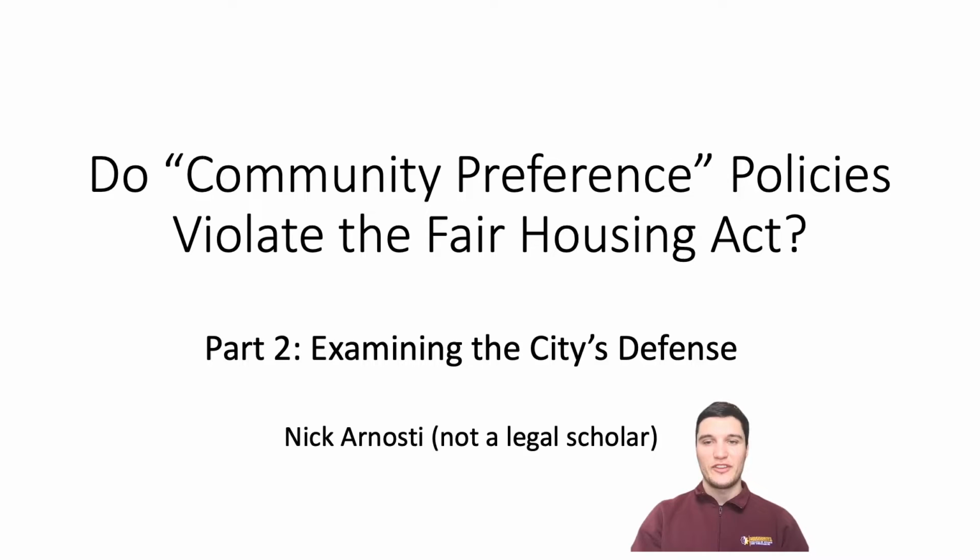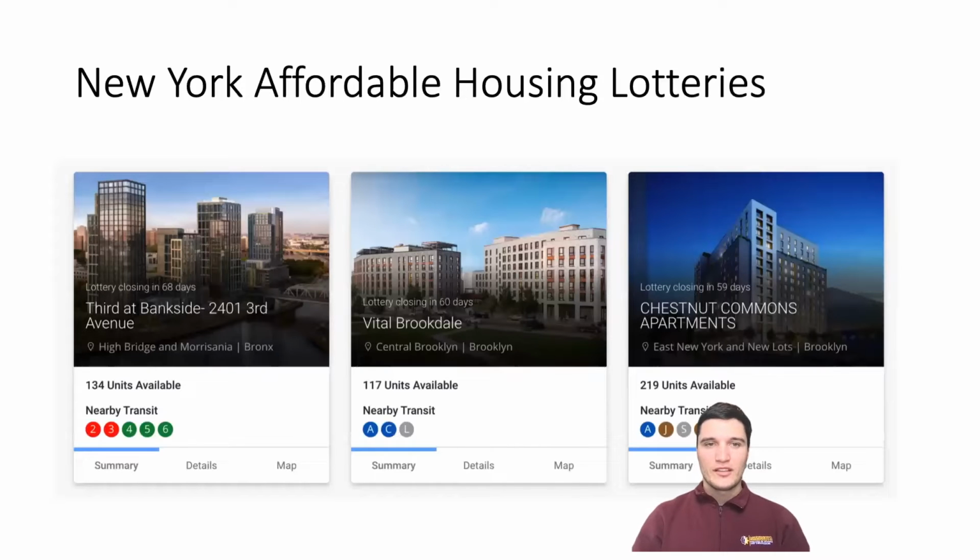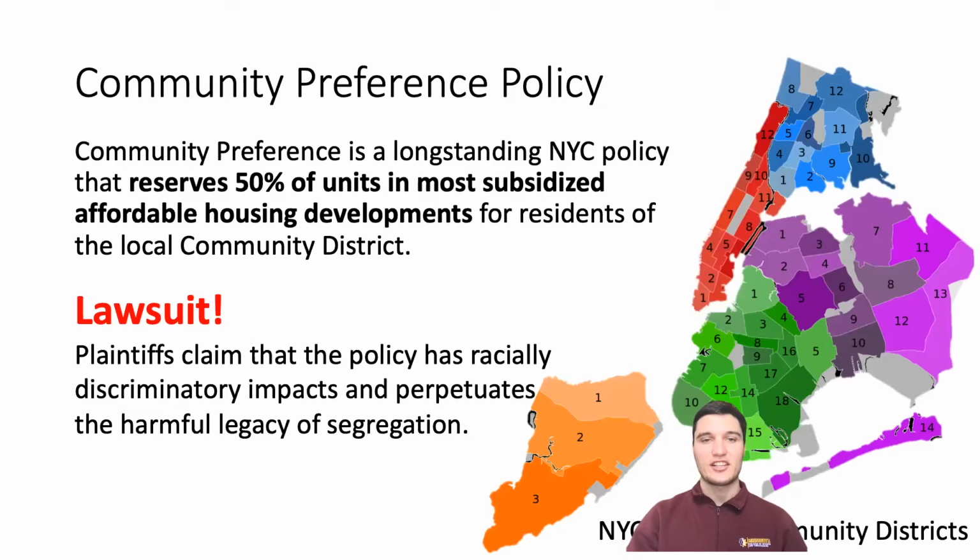In case you missed the first video, let's do a quick recap. New York City is building new affordable units, and those units are offered on its webpage by lottery. It's not a completely random lottery, because half of the units in each building are set aside for people who live in the community district where the building is built. This is called the community preference policy, and this is exactly what the lawsuit is challenging, because the plaintiffs are claiming that this policy perpetuates existing patterns of segregation in the city.